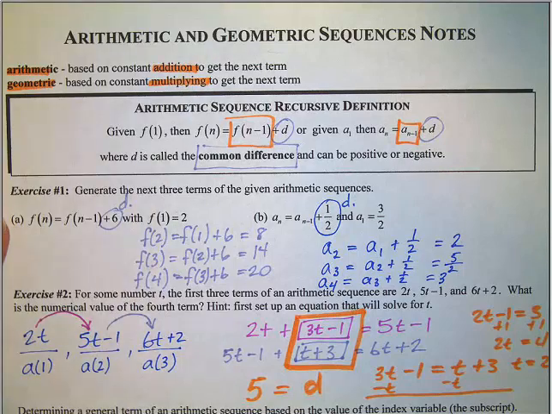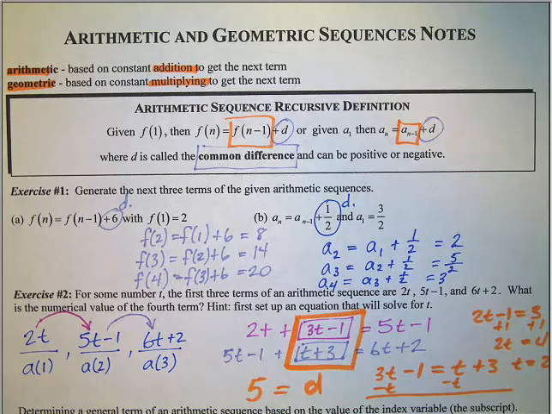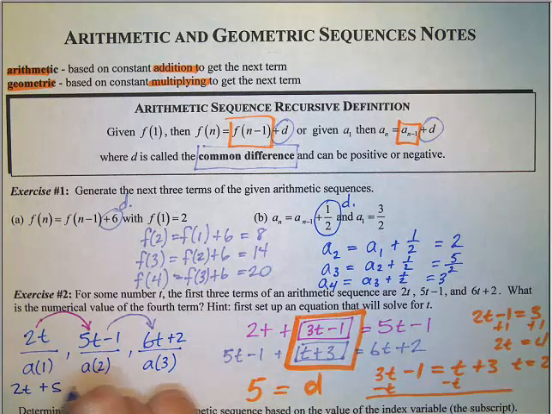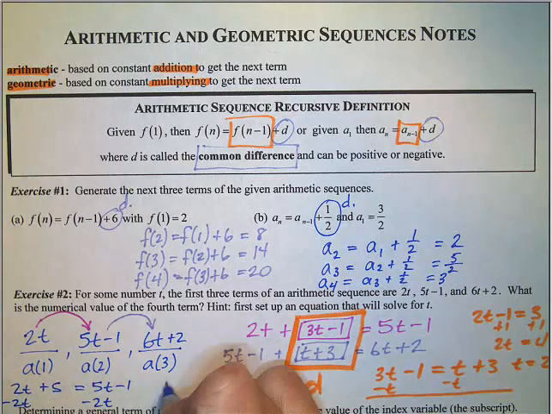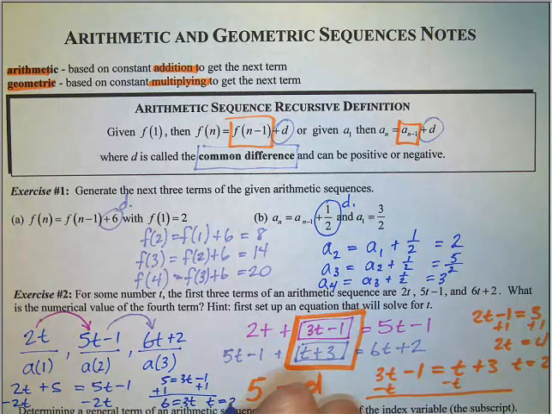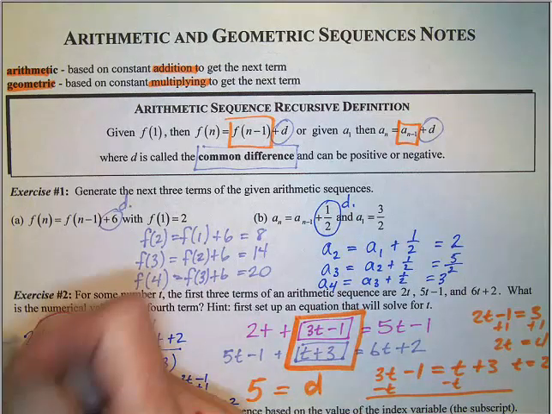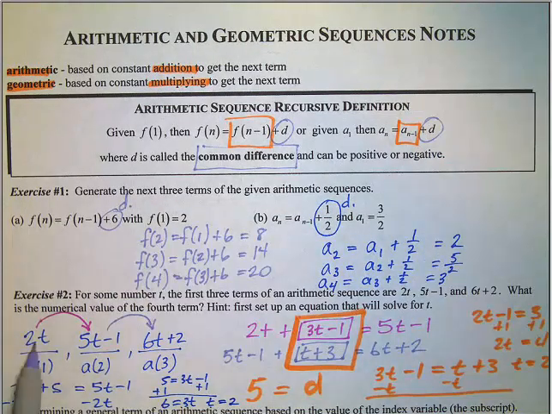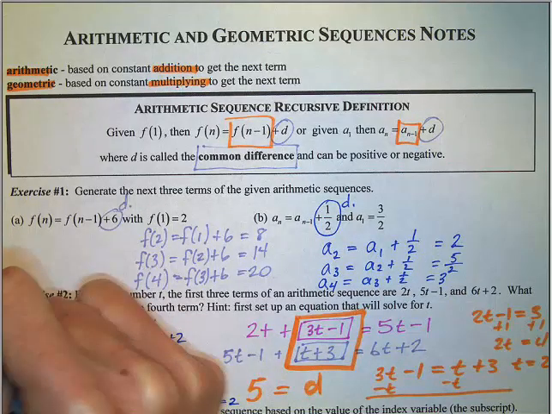So 2t, well, if our common difference is 5, all right, so 2t plus our common difference of 5 has to give us 5t minus 1. So move your 2t. So 5 equals 3t minus 1. Add 1. 6 equals 3t. So t equals 2. So if t equals 2, what's 2 times t? 2 times 2 is 4. So the first term is 4.